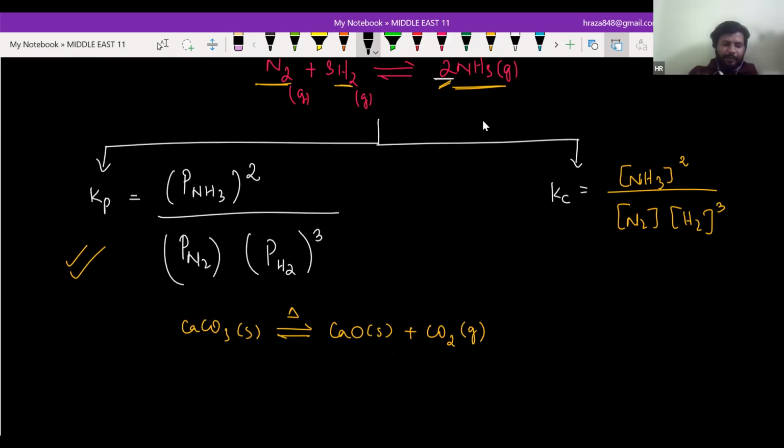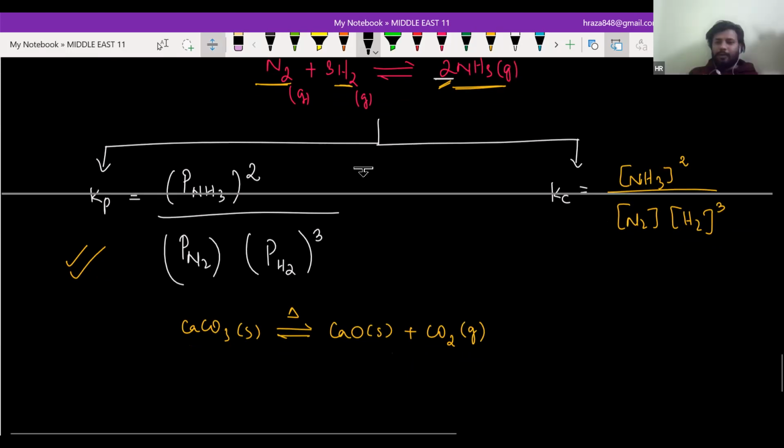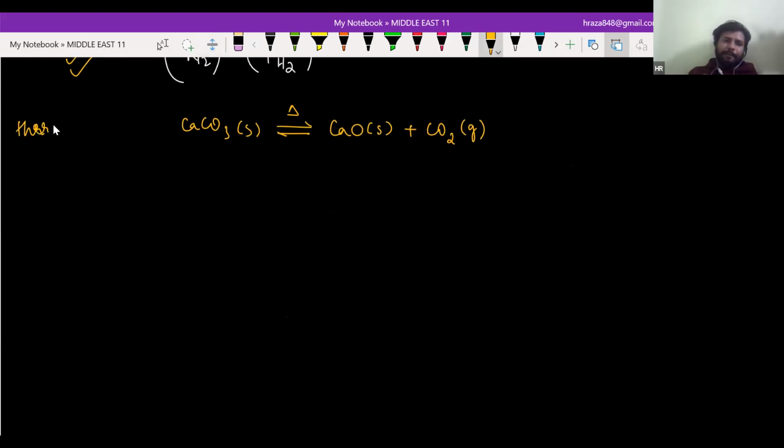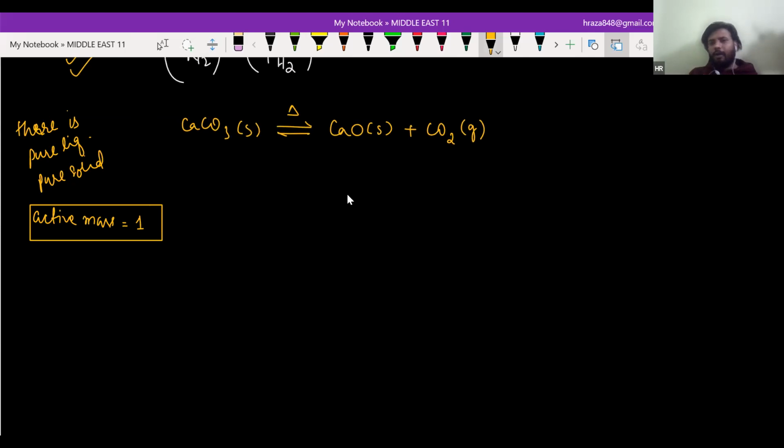If you are done with this, let me know. Done, sir. Okay. So what I was about to say is that whenever there is pure liquid or pure solid, this has active mass equal to 1. So we don't need to write the solid or liquid in Kc or Kp. If I'm going to write Kc, I will just look for aqueous as well as gaseous state, not for liquid and solid state. Is that clear, everyone?